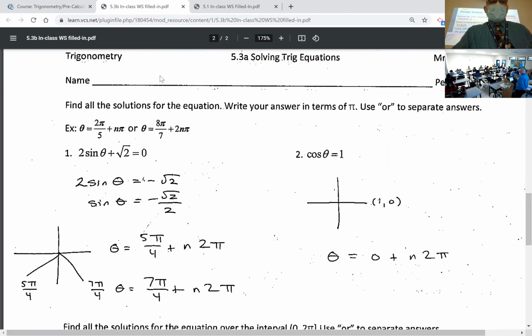So it says, find all solutions for the equation 2 sine of theta plus square root of 2 is equal to 0. We had one similar to this earlier. I can subtract the square root of 2, I can divide by 2, and I've got sine of theta is equal to negative square root of 2 over 2. This happens down here at 5 pi over 4 and 7 pi over 4. And for the general solution, I have to add 2 pi n number of times to that.